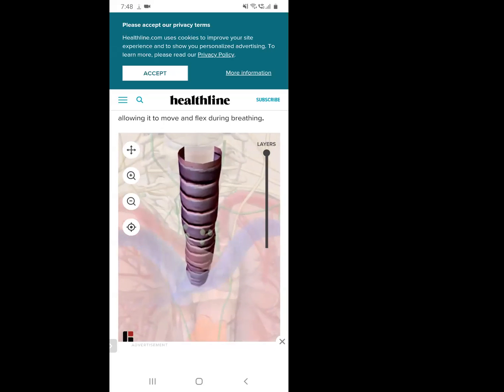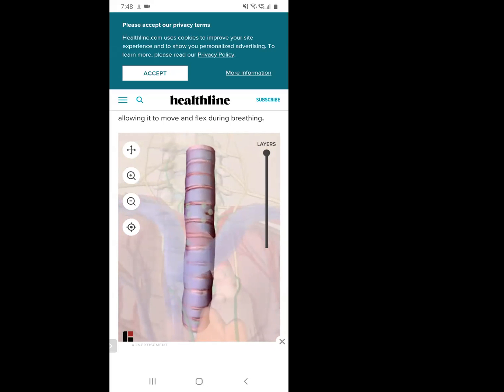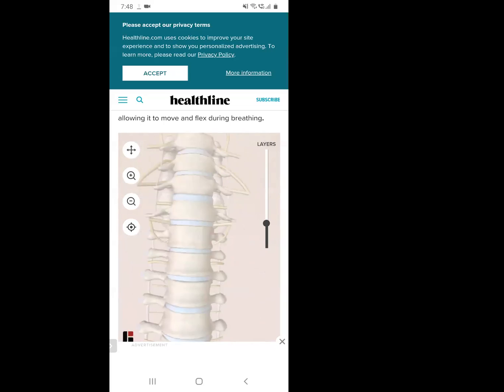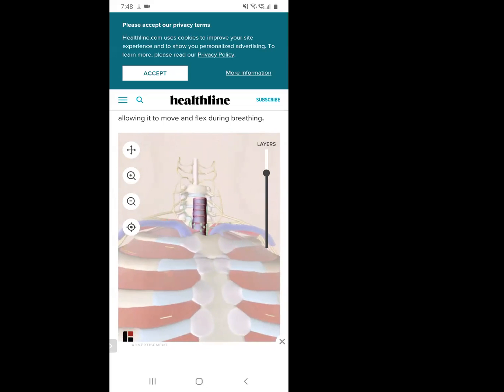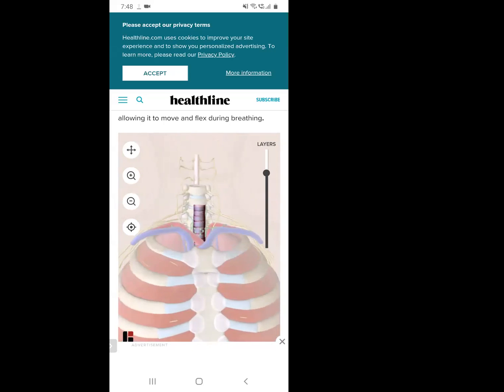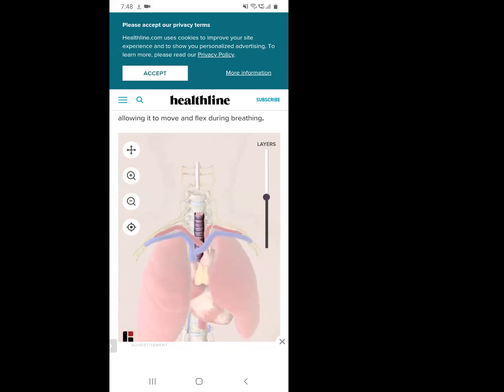So I found this really cool, so I thought of sharing it with you. Okay, you can decrease the layers, and you can increase the layers, and you can even see the relationship of the lungs and the ribs and the cage. These are the lungs, you can see, and then the heart. Okay, this is a nice one, so that's that.